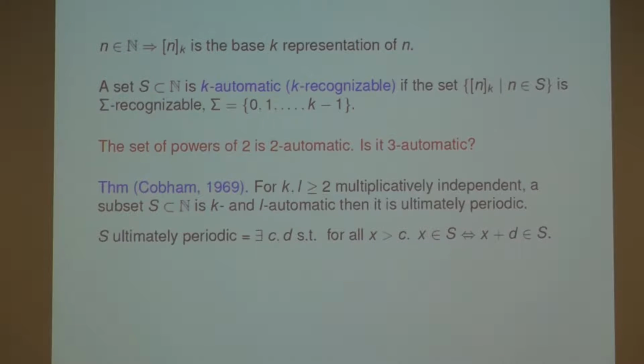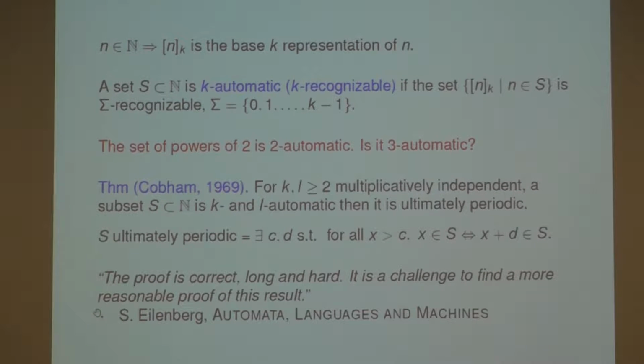By the time Eilenberg wrote his book, I don't think he included a proof, but he had the following statement: the proof is long and hard, so challenge to find a more reasonable proof. And since then, there have been more reasonable proofs. The one I think is most intriguing, maybe second most intriguing, is the one due to Michaux and Villemaire, spelled here.